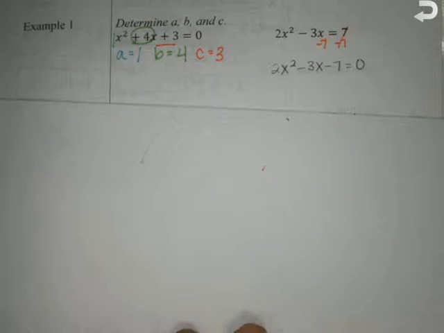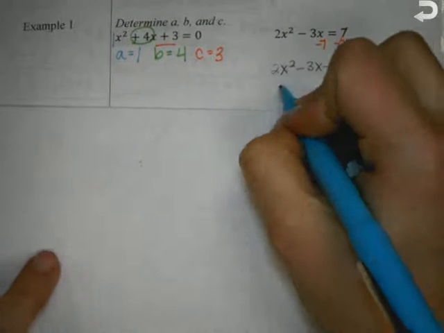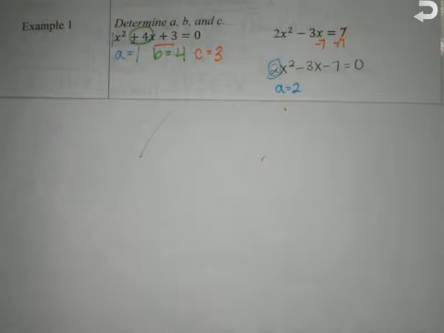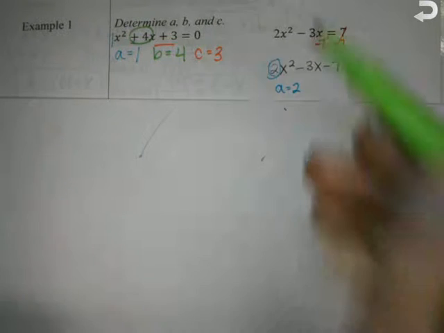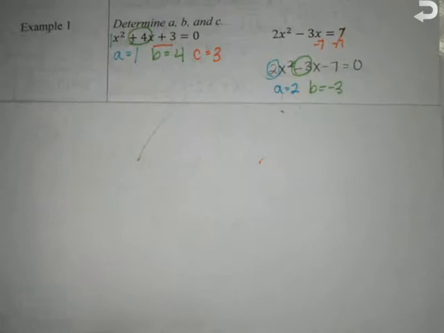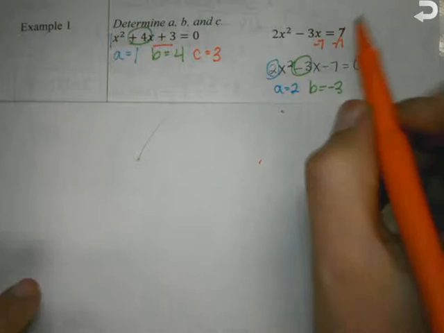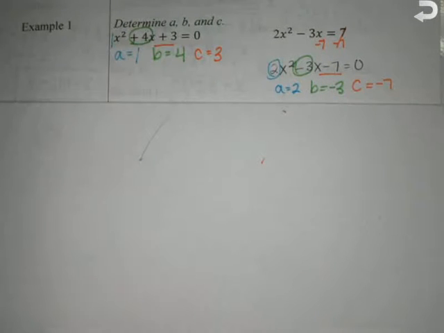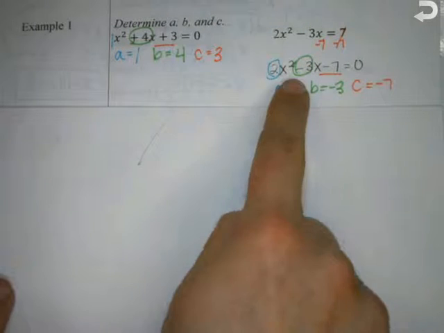No, we're not solving. I just want you to find A, B, and C. What's A? 2. A is equal to 2. Okay, what's B? Negative 3. Negative. So B equals negative 3. And C equals? Negative 7. So C equals negative 7. Okay? And then you plug it into the x. So, all I wanted us to do for these was to find A, B, and C so we can get used to identifying them.